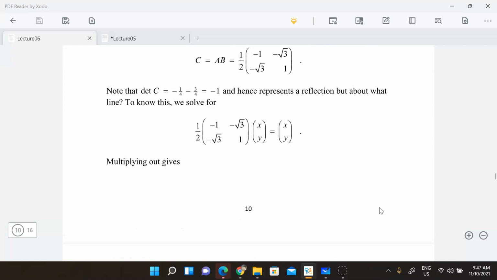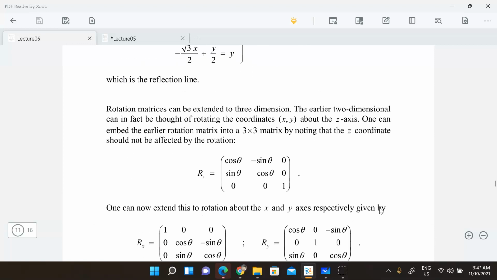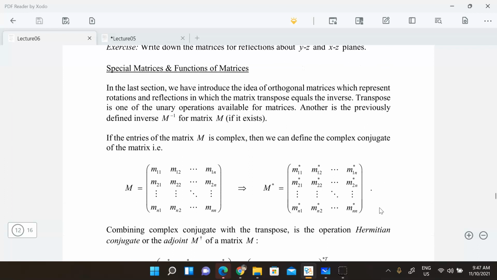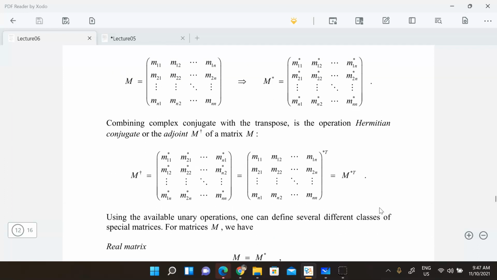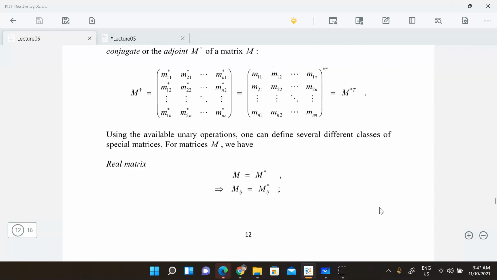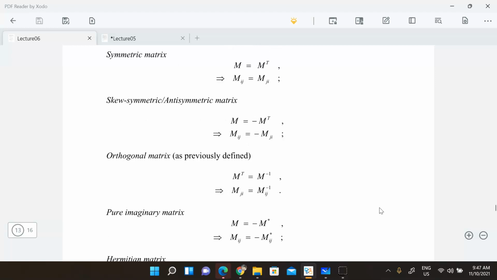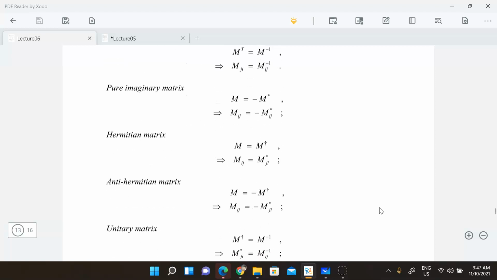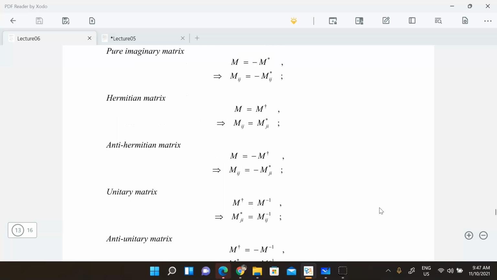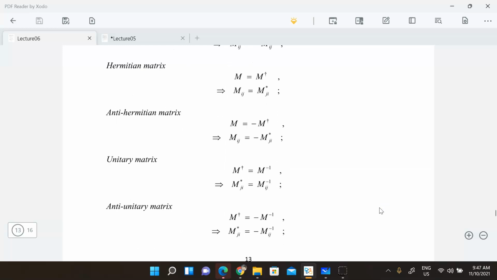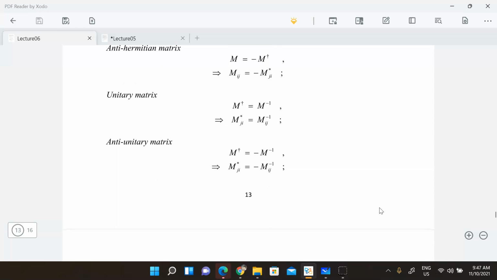And finally, what we're going to do is a generalization of the rotation matrix involving complex numbers. And then we talk about all the different types of matrices that you can have when you have complex numbers as the entries of your matrix. So I will stop here today. It's less than an hour, but I thought this would be a nice place to stop.